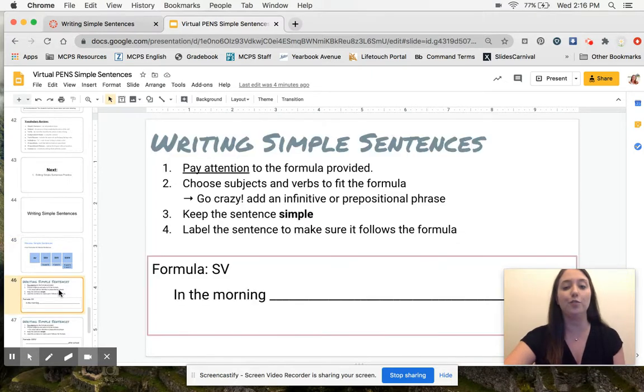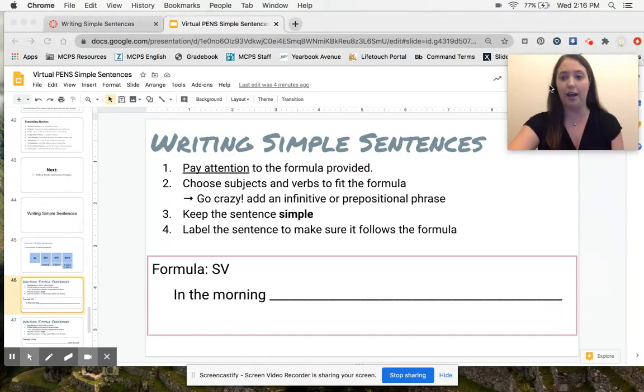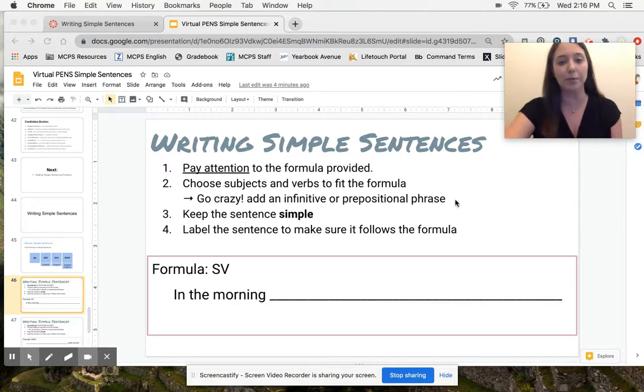Okay. So for writing simple sentences, I'm going to move this guy up here. For writing simple sentences, you want to pay attention to the formula that's provided. Choose subjects and verbs to fit the formula. And you can even go crazy, add an infinitive and prepositional phrase if you want. Keep the sentence simple. That's the most important. So you know that you can have a subject and a verb, a prepositional phrase, and an infinitive, but keep it simple. And then you want to label your sentence to make sure it follows the formula.